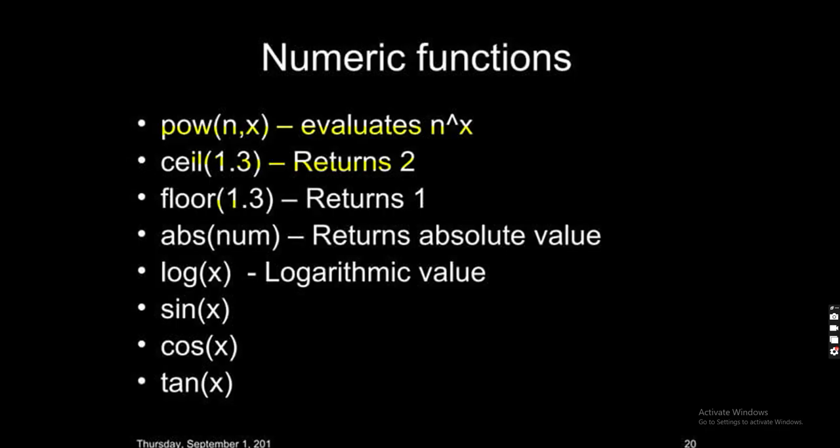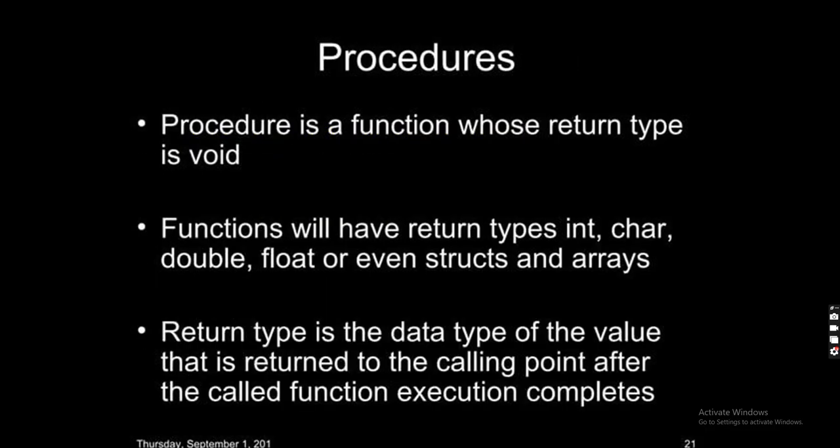These are library file functions: pow of n, x, ceil of 1, 3, abs, log x, sin x, cos x, tan x. A procedure is a function whose return type is void, which means it returns nothing, but in function types we have to use return. So this function occurs within that block of code only.